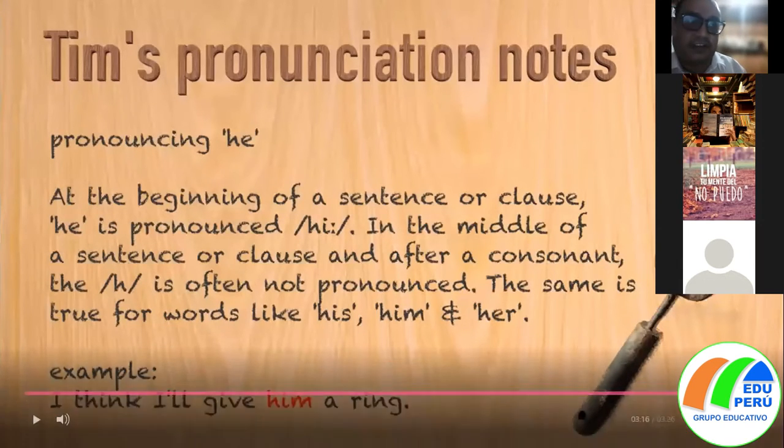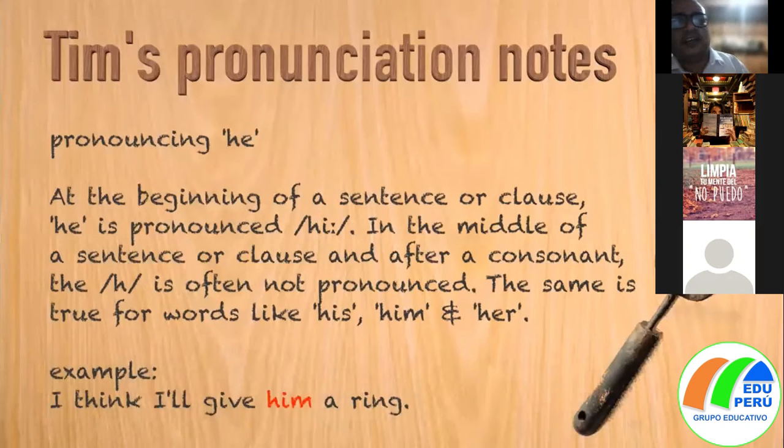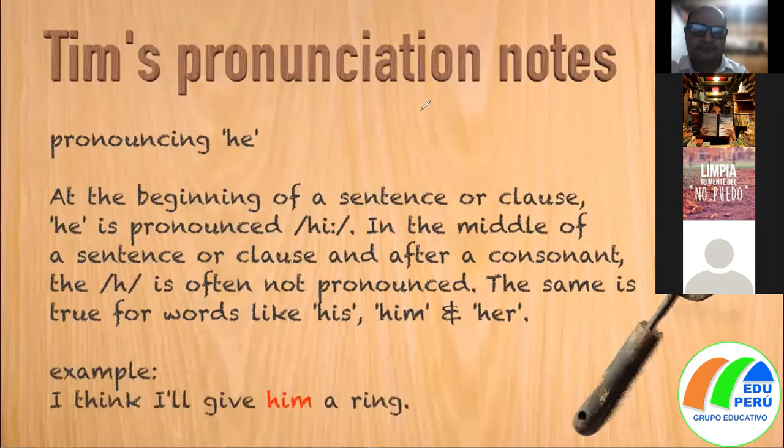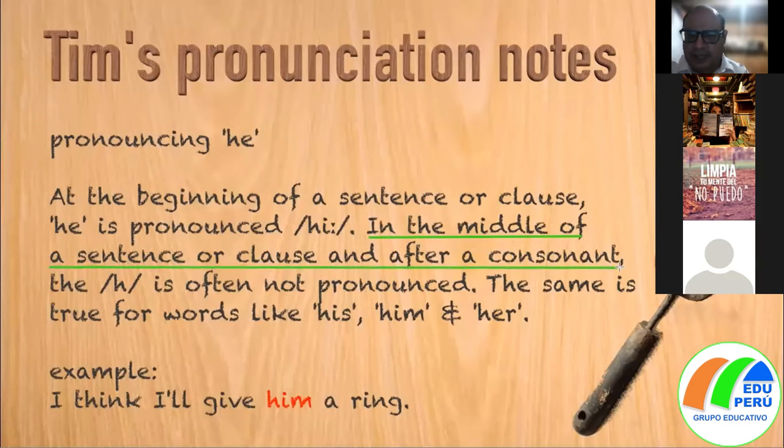All right, now here you have the short explanation, pronouncing he. Remember, he, him, her. These words are usually pronounced in a different way when they are in the middle of a sentence or close, and after a consonant. Don't forget about this rule. This is the rule: the h is often not pronounced. The same is true for words like his, him, her.